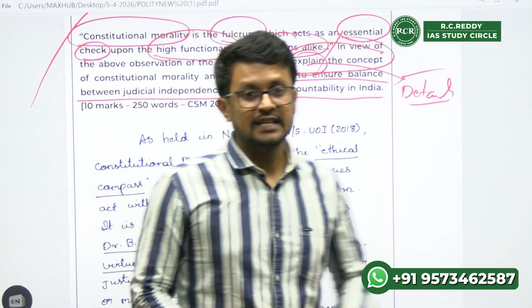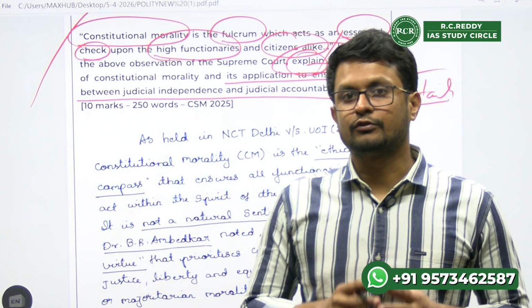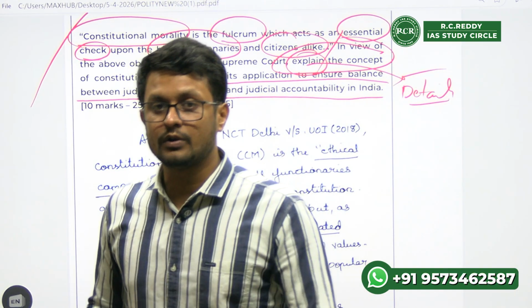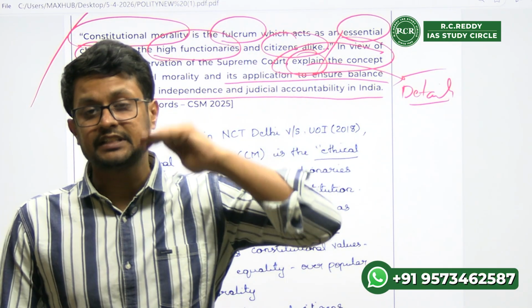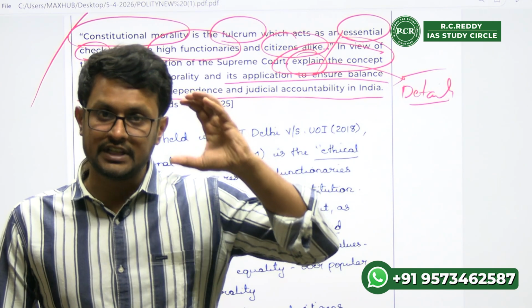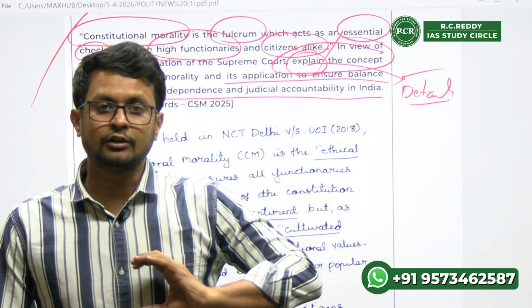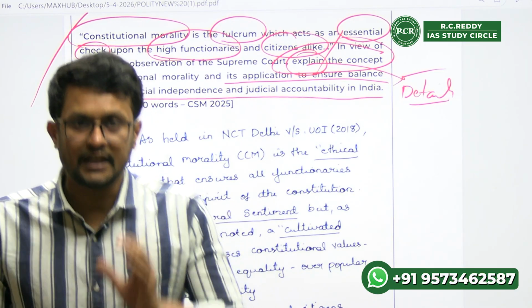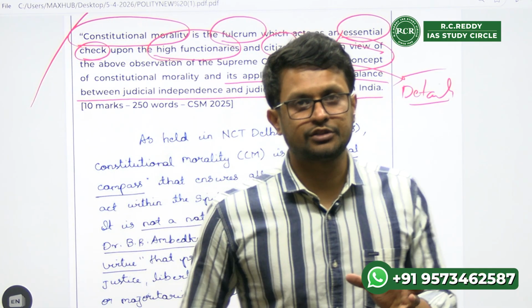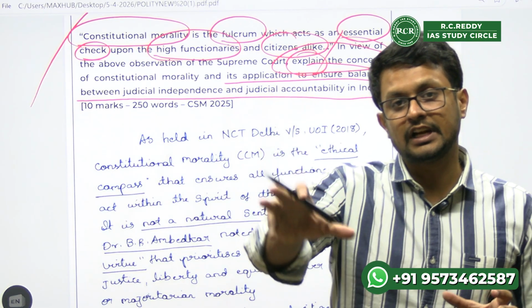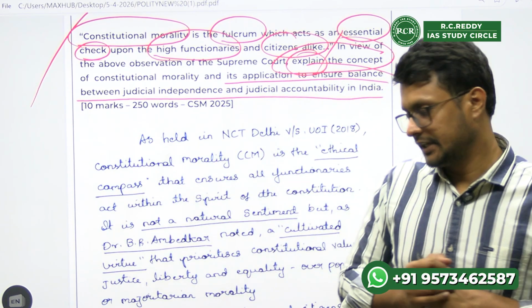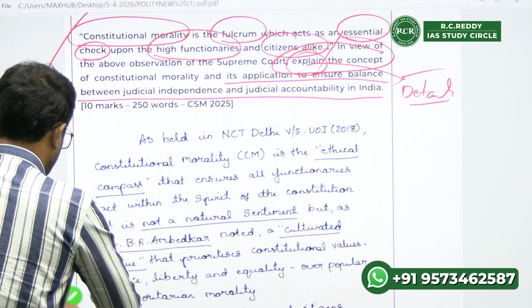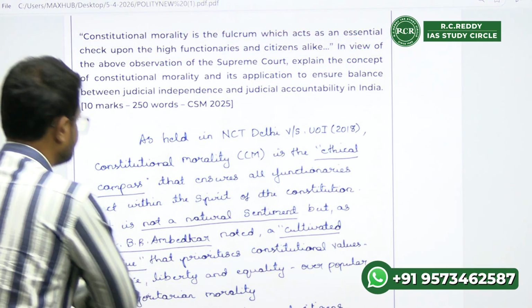The first part is to give an understanding of constitutional morality. Also, the explanation should be in the context of how it has an impact on the higher functionaries and normal citizens alike, right? So give a concept of constitutional morality, then talk about constitutional morality on higher functionaries and normal citizens, and then go to the point of how you can apply constitutional morality to bring in judicial independence and judicial accountability, right?